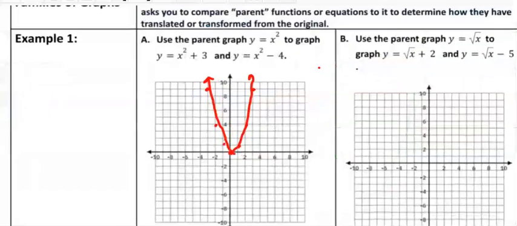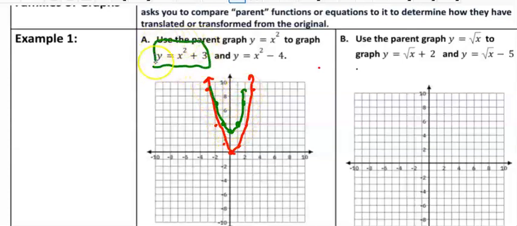So, first one we had up 3, correct? 1, 2, 3. Right 1, up 1. Right 2, up 4. Right 1, 2. That's off the page, isn't it? So there's that one. So I did that one in green, and the other one I do in blue, minus 4. So I go down 1, 2, 3, 4. Right 1, up 1, right 2, up 4, right 3, and up 9.